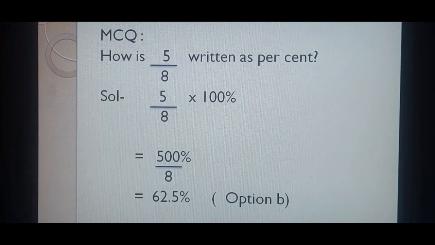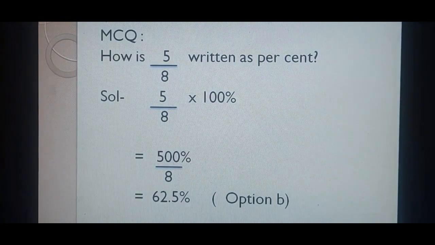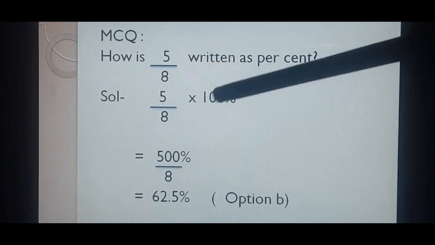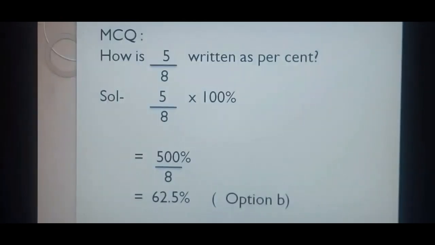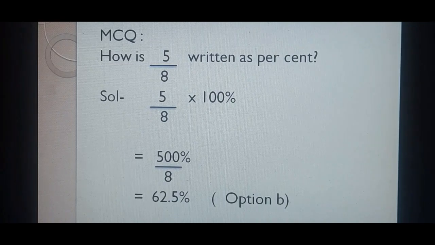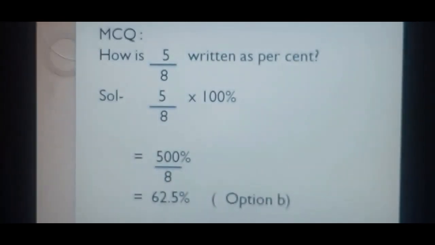Options are given to us, but only when we find out the solution can we select the correct option. So our solution will be 5 upon 8 multiplied by 100%. Now 5 multiplied by 100 is 500%, so it will become 500 upon 8, and we divide 500 by 8.